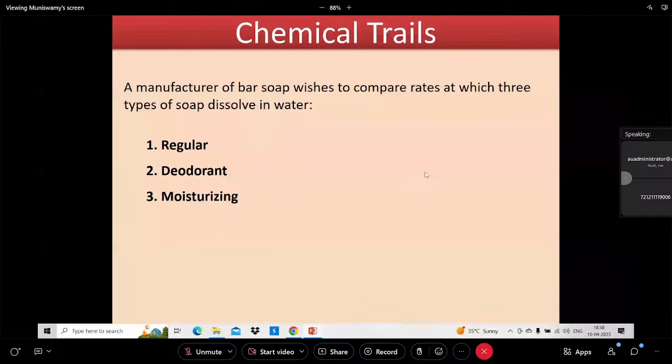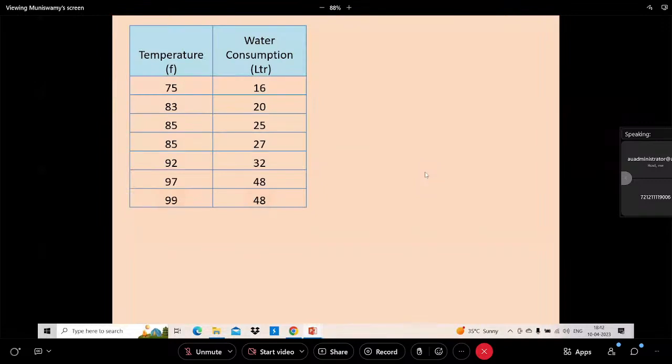So you see temperature and water consumption. If temperature is increasing, what is water consumption? Water consumption is also increasing in this data. But now we want to estimate: if the temperature is 105, what is water consumption? You can estimate, right? If you want to estimate, we have to apply some statistical tools and techniques. For example, you go for mathematical models.